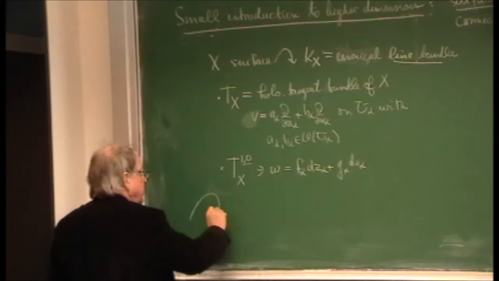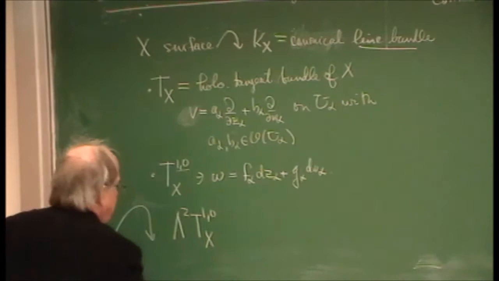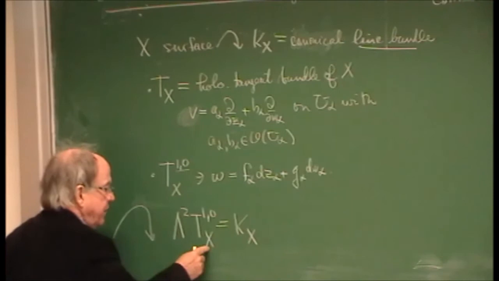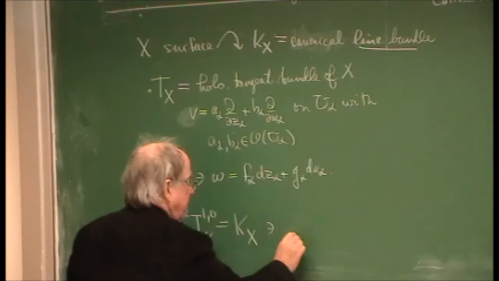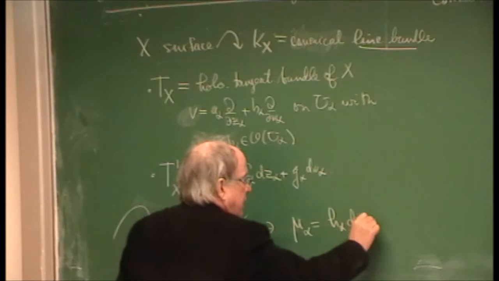And of course, they're complicated. They're vector bundles; a rank two vector bundle is complicated. The simplest thing we go to is the top wedge product of this holomorphic cotangent bundle. And that's the canonical bundle. If you have a rank two vector bundle, or equivalently a rank two vector space, the top wedge product is one dimensional. And just to emphasize this, a local section, say mu alpha, will be of the form h alpha dz alpha wedge dw alpha, again with h alpha holomorphic.